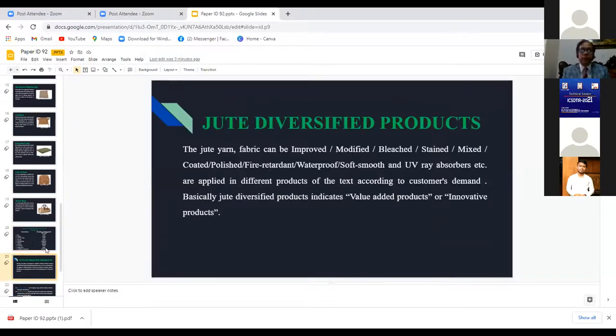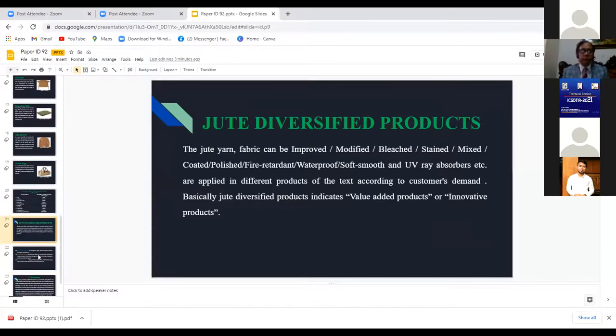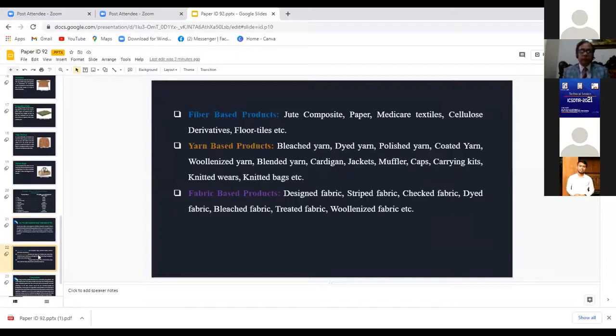Jute diversified products can be improved, modified, bleached, shaped, mixed and coated, polished, and free detergent is applied in different products of the textile according to customer demand. There are basically three divided products: fiber based products, jute composite, paper, magic yarn; textile and yarn based products, bleached yarn, dyed yarn, polished yarn, coated yarn; and fabric based products, designed fabric, stripe fabric, check fabric.